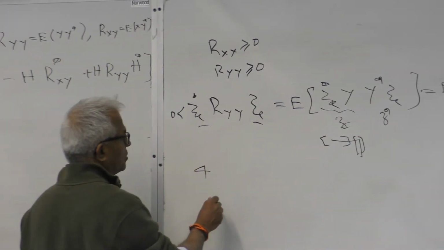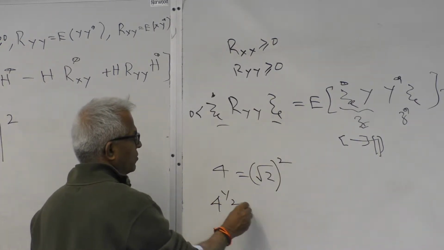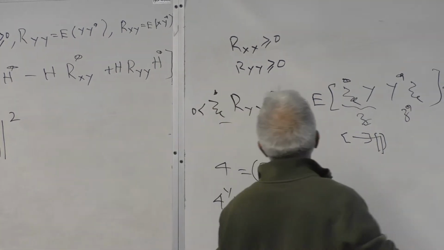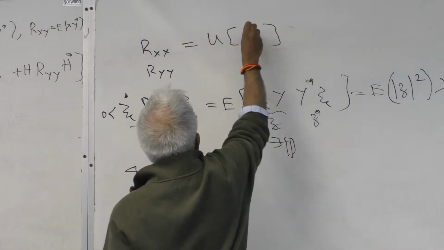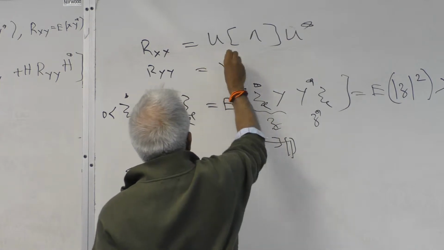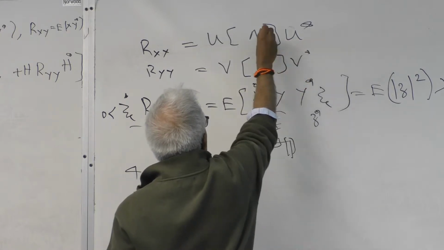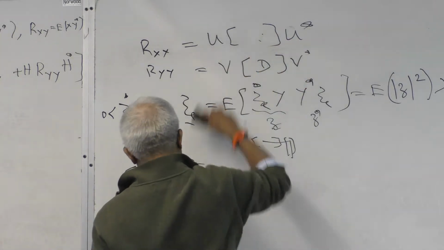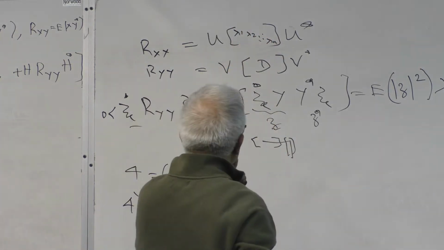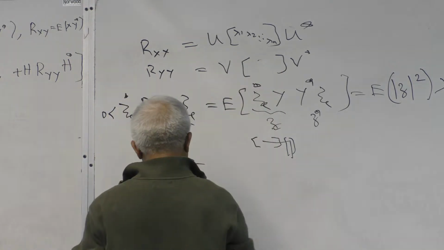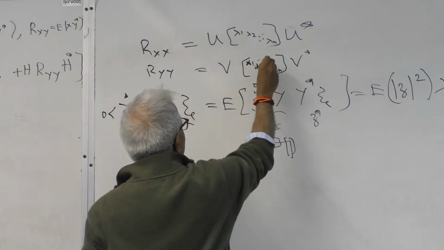Like 4 is positive, so it can be written as square root of 2 to the squared, or 4 to the power half is 2. Similarly, what we mean by this is these matrices have an eigenvalue decomposition. So you can write this as U lambda U star. This is V D V star. But the lambda has all positive diagonal entries. So this is lambda 1, lambda 2, etc., lambda n. And this is D1, D2, etc., Dn. But all these are positive numbers.